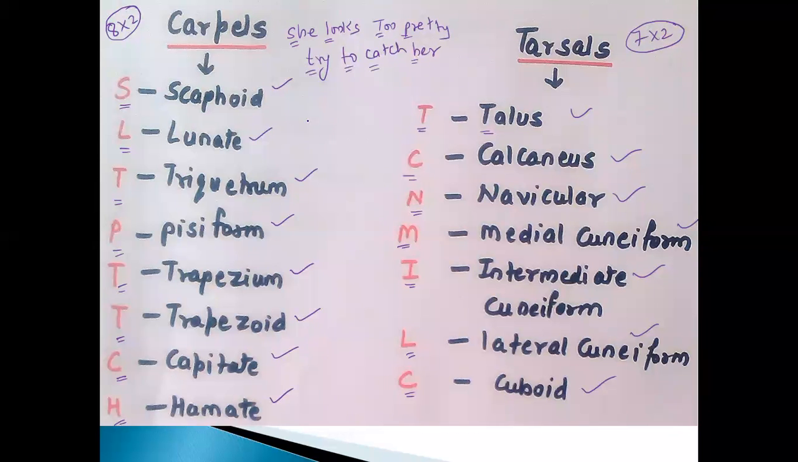For the tarsals, talus, I can say tiger, cubs, need milk. So I say MILC. Tiger cubs need milk. Tiger is talus, C is calcaneus, N is for navicular. Then milk is medial, intermediate, and lateral cuneiform. And finally, C is for cuboid. So if you know these sentences, you can easily remember the tarsals and the carpals.